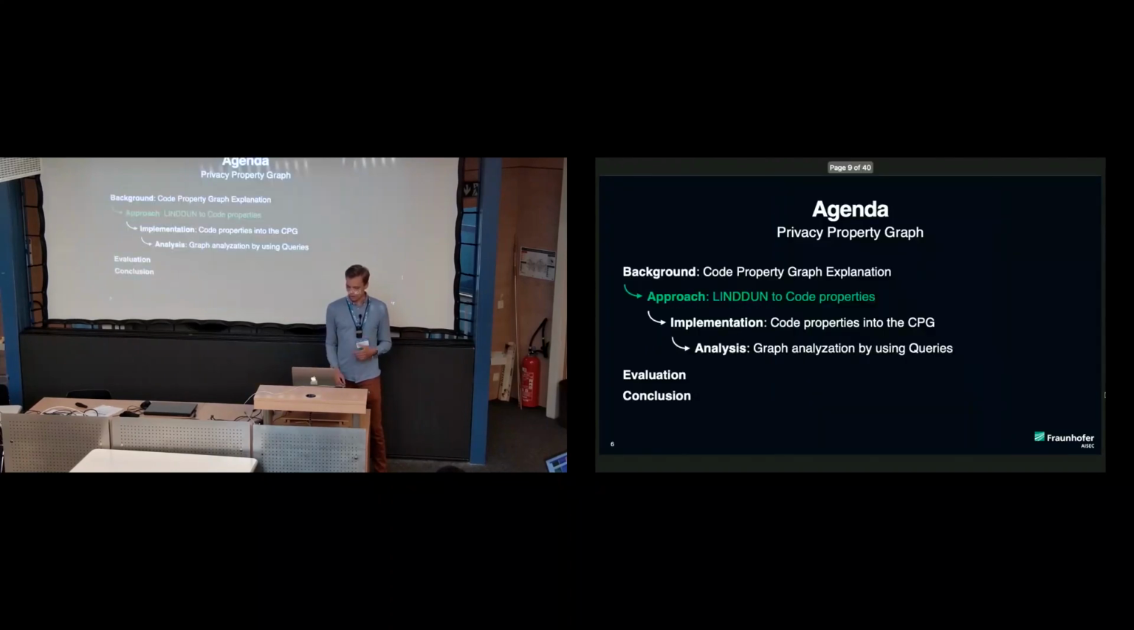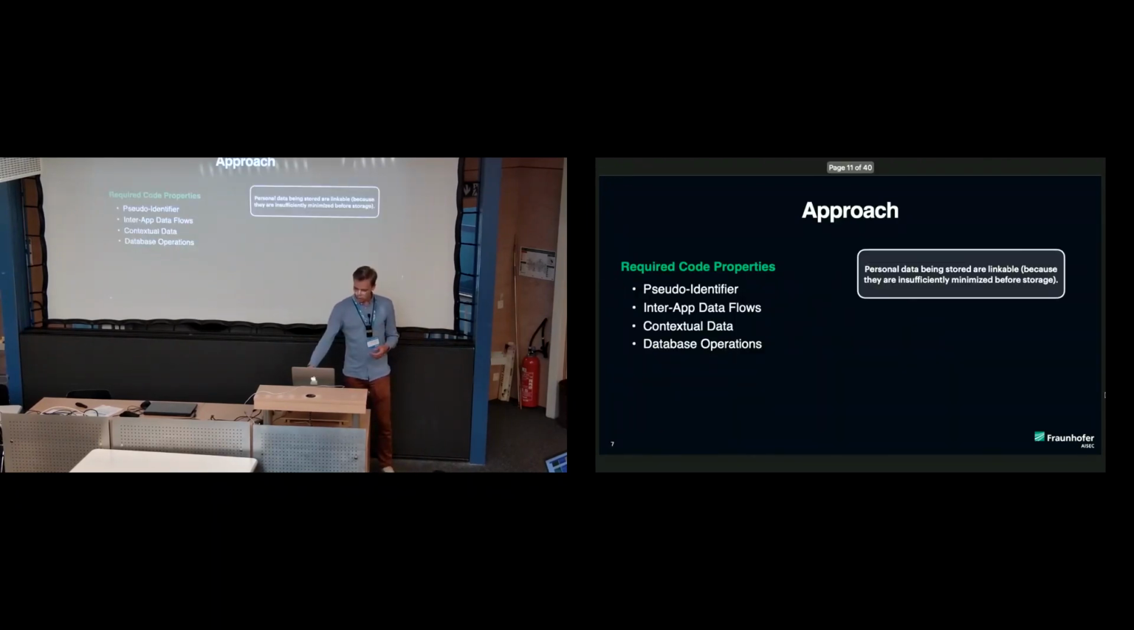And what we did in this work is to take all these cards, all these privacy threat descriptions, and think about what they would mean if you would want to find these in source code or in this graph abstraction. So we tried to translate the LINDDUN privacy threats to code properties.